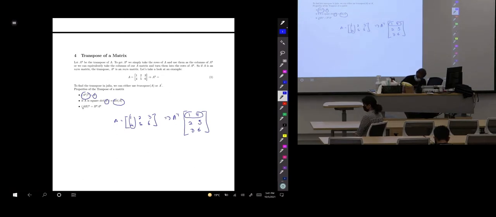And the last thing over here is this property, which is the transpose of a product of matrices. Similar to the inverse of a product of matrices, we flip the order here again. Any questions so far?